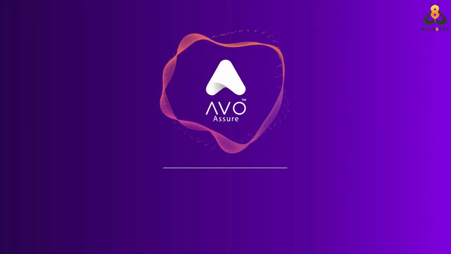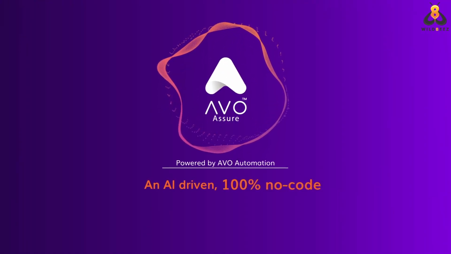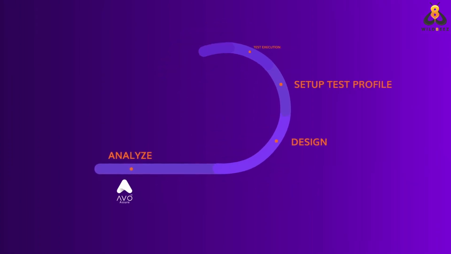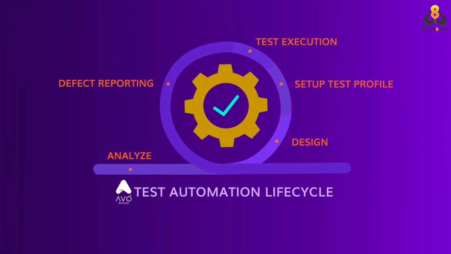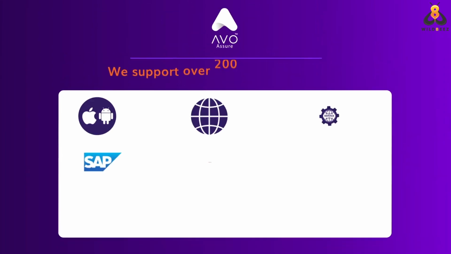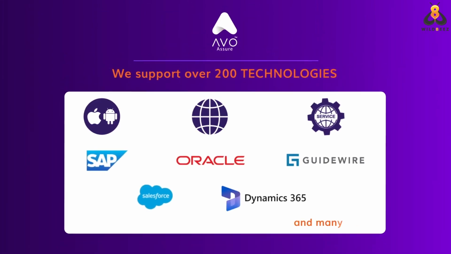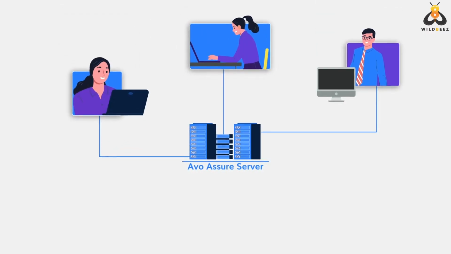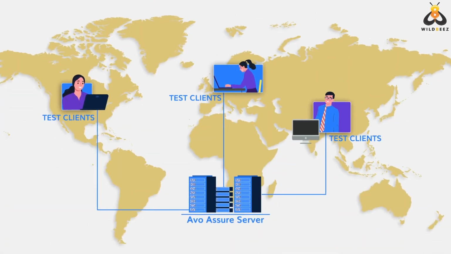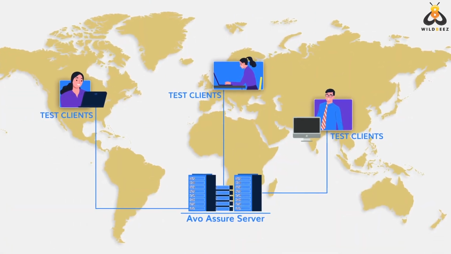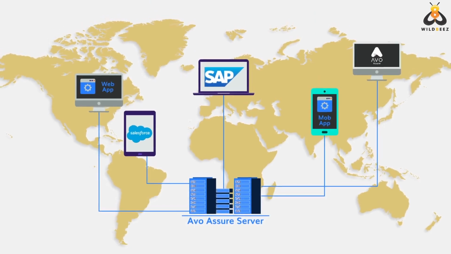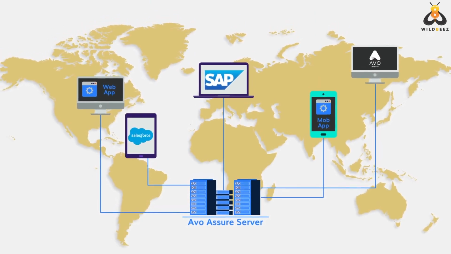Presenting to you Avo Assure, an AI-driven 100% no-code test automation platform that simplifies and speeds up your entire test execution lifecycle. Avo Assure supports over 200 technologies, so you can freely test all major applications. Avo Assure's architecture provides tremendous flexibility and enables testers to be located anywhere, wherever they can access the business applications, and Assure's test automation platform for test design.